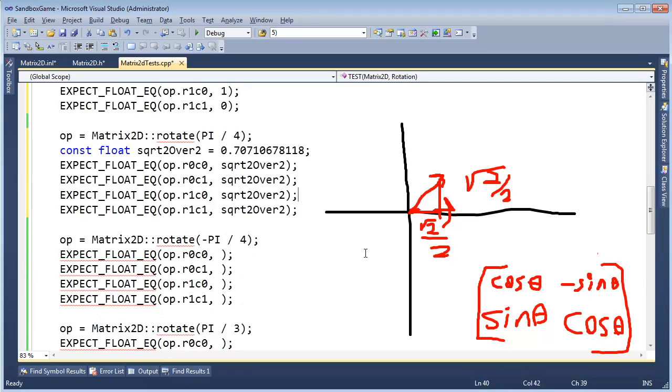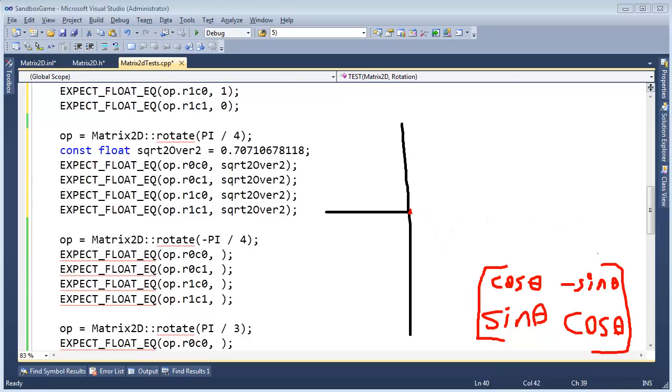Now, negative pi over 4. Well, how's that going to change things? It's going to be very similar to what we just had. Maybe it's good I made that constant because we're going to use it again down here. So let me just clean that up. And we'll go black. Get that back out there. Okay, negative pi over 4.